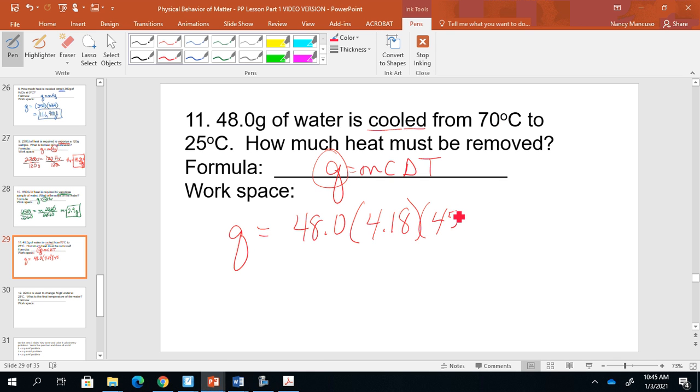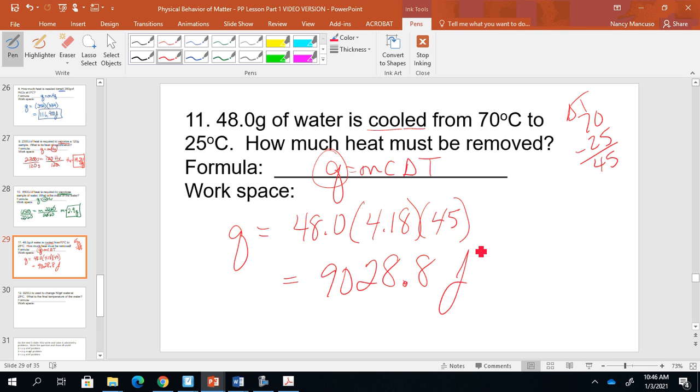The delta T, the change in temperature, is 45 degrees. All right. So now I punch it all in. 48 times 4.18 times 45 equals 9028.8 joules. There we go.